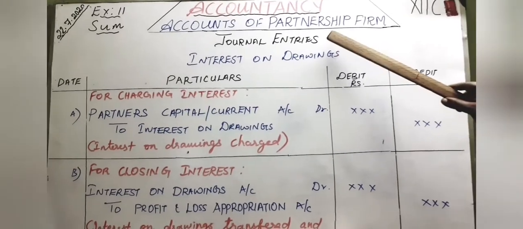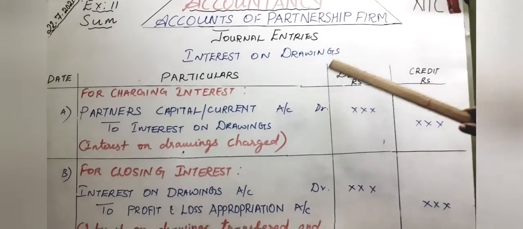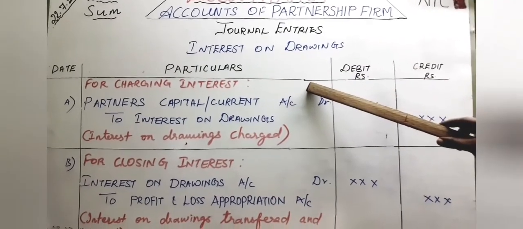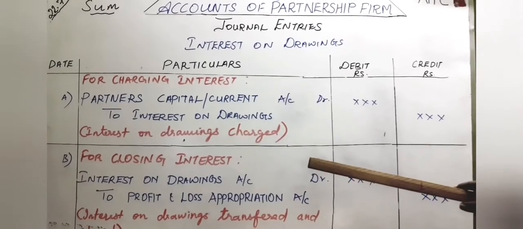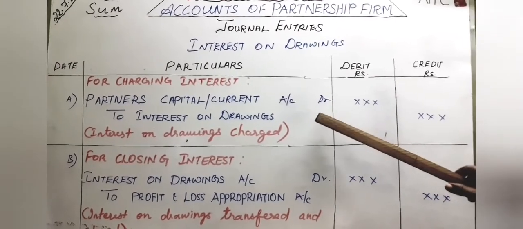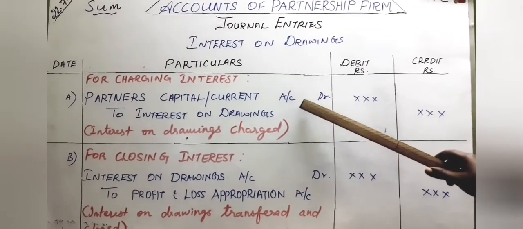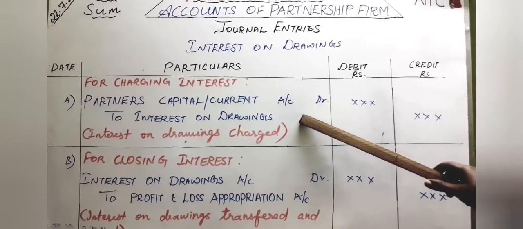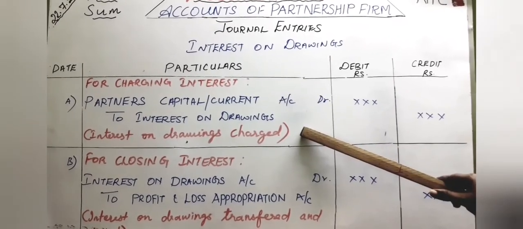Students, here are the journal entries for interest on drawings. You got me students? First interest has to be charged and then interest has to be closed. Two journal entries we are going to read now. When interest is charged, the journal entry is partner's capital account or current account debited to interest on drawings account. The narration is interest on drawings charged.